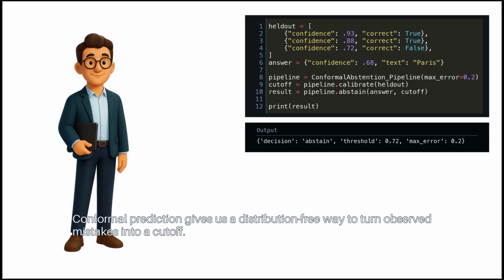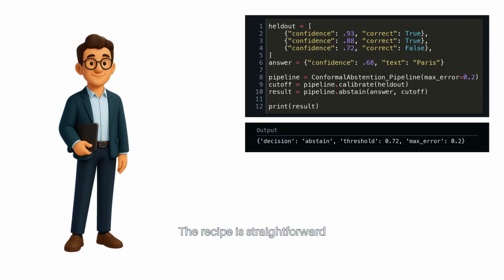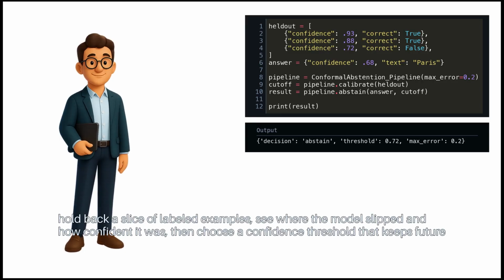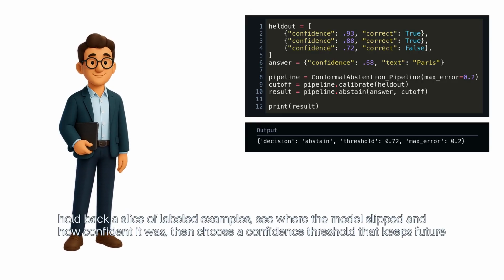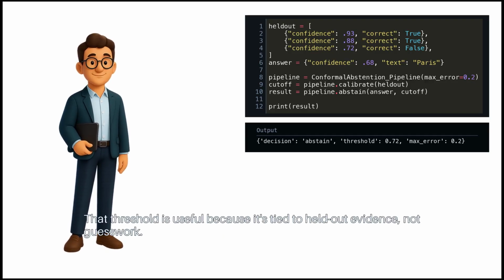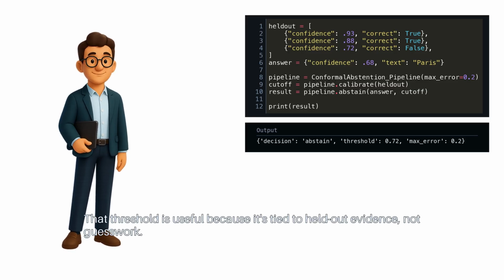Conformal prediction gives us a distribution-free way to turn observed mistakes into a cutoff. The recipe is straightforward. Hold back a slice of labeled examples, see where the model slipped and how confident it was. Then choose a confidence threshold that keeps future accepted mistakes below the target rate. That threshold is useful because it's tied to held-out evidence, not guesswork.